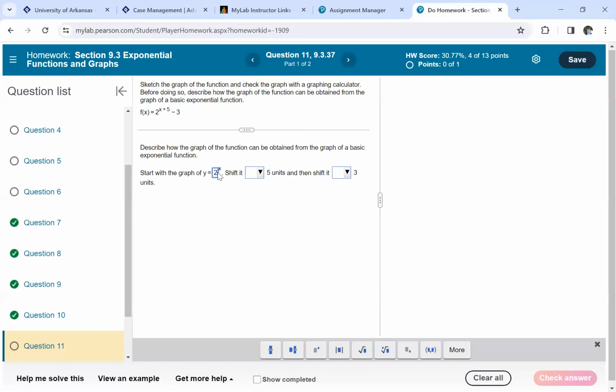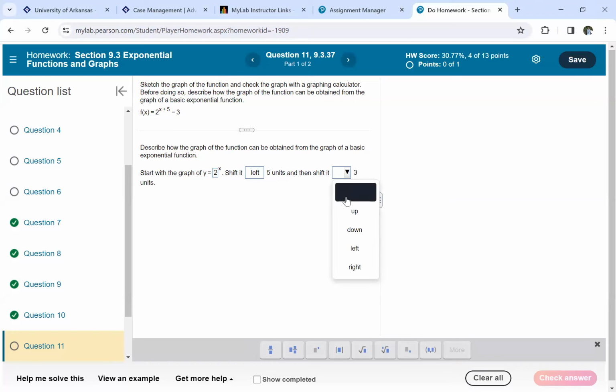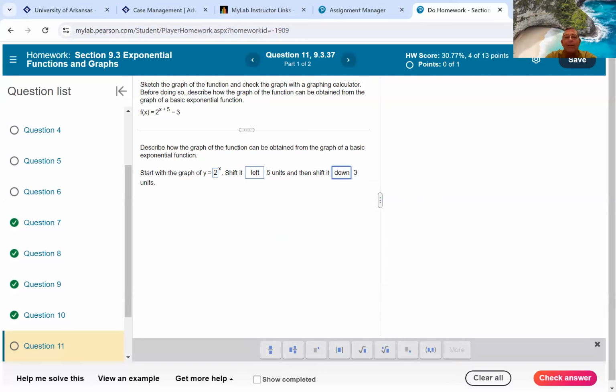Two. Okay, that's my base. Good job. Now, what's that 5 going to do? That 5 is being added to the x, and it's positive, so it goes left. Goes left 5. Good job. And then it's going to do what? Down 3. That negative 3 at the end. There you go. So check that answer.